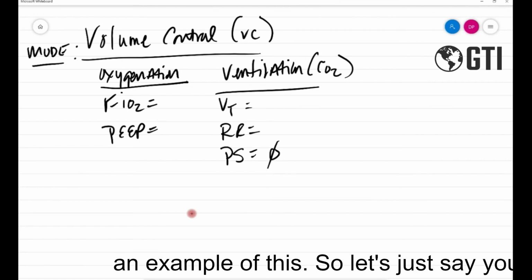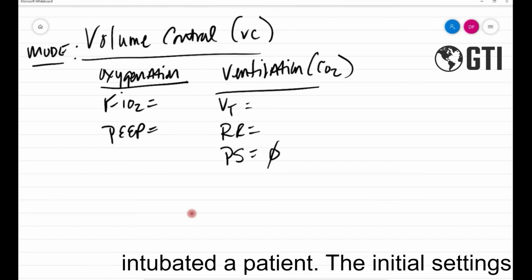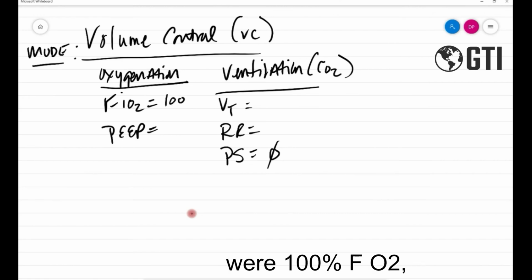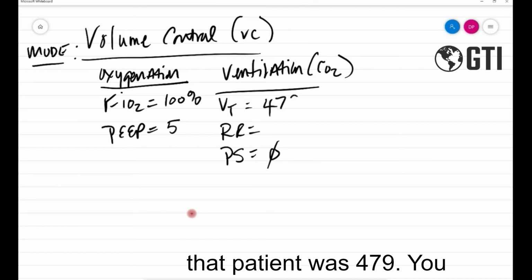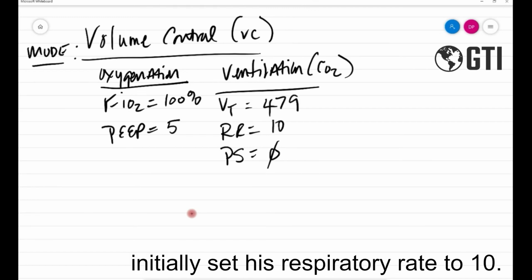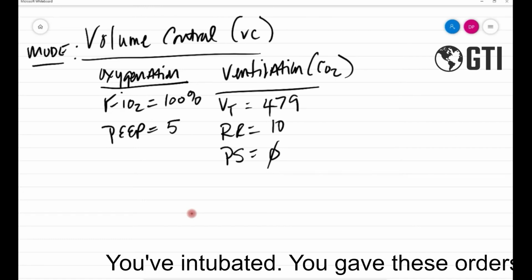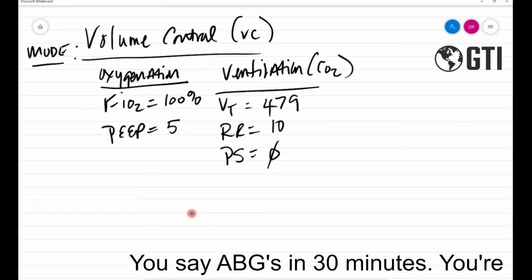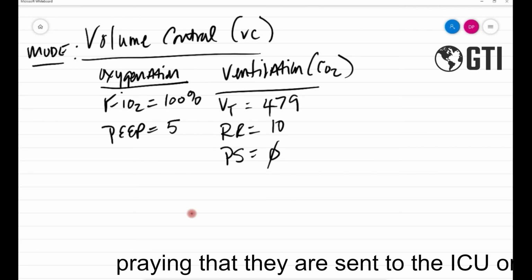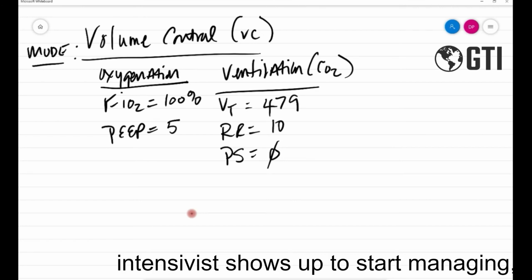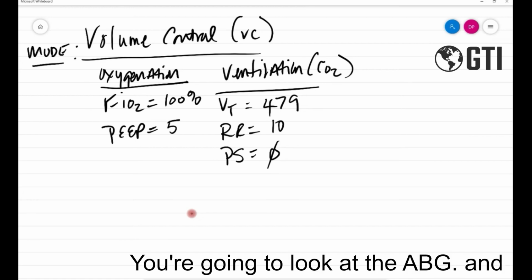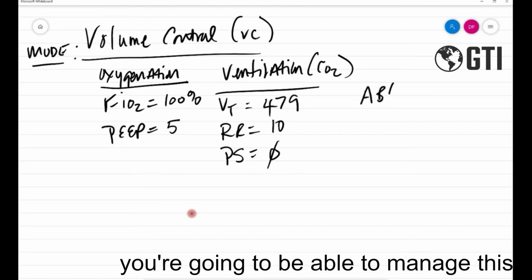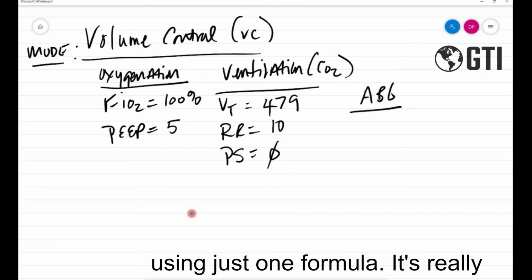So let's give an example. Let's say you intubated a patient. The initial settings were 100% FiO2, a PEEP of 5. If you'll remember, our tidal volume from that patient was 479. You initially set his respiratory rate to 10. You've intubated, you gave these orders, you say ABGs in 30 minutes, and you're praying that the patient is sent to the ICU or a pulmonologist or critical care intensivist shows up to start managing, but they don't. What do you do? You're going to look at the ABG, and you're able to manage this using just one formula. It's really great. So let's look at the ABG.